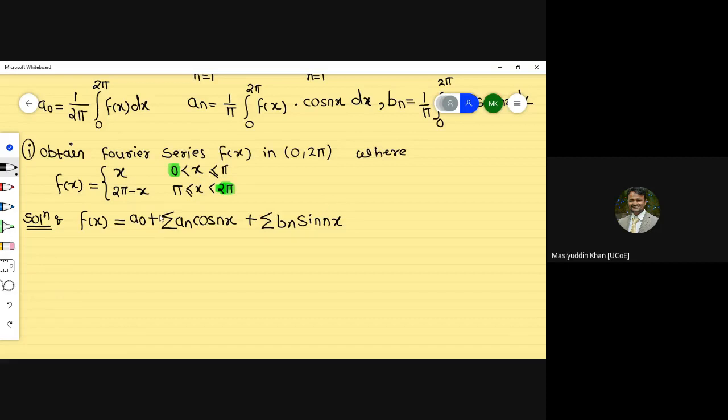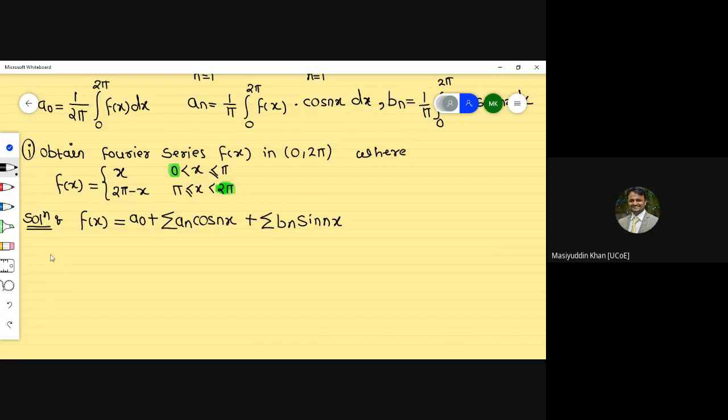So this is my Fourier series. We can give this equation number 1 if you want, or keep it as it is, or we can say that we have to substitute the values in the Fourier series equation. So this is basically a Fourier series equation. Now moving ahead one by one, first we have to solve a0.